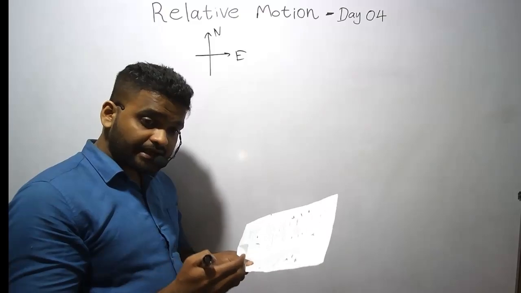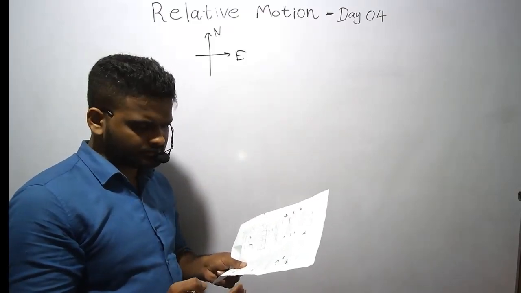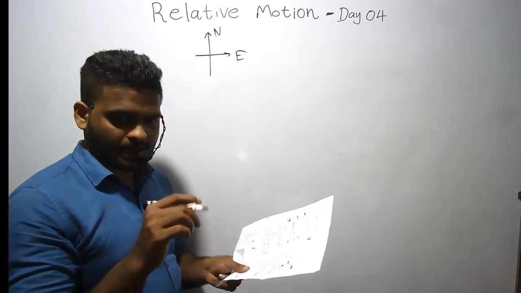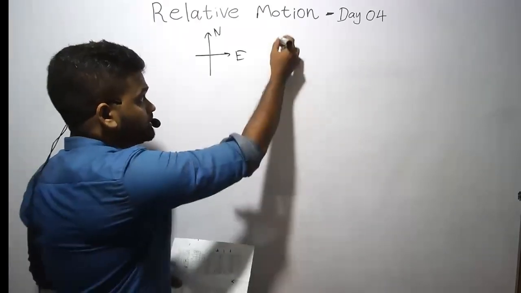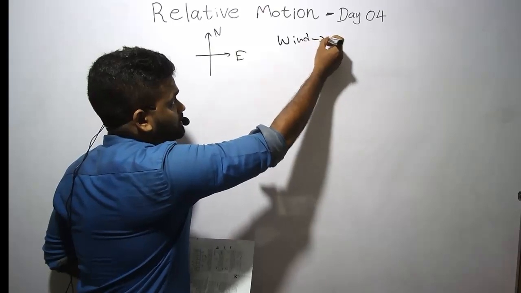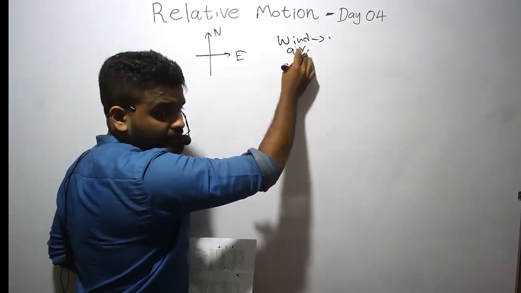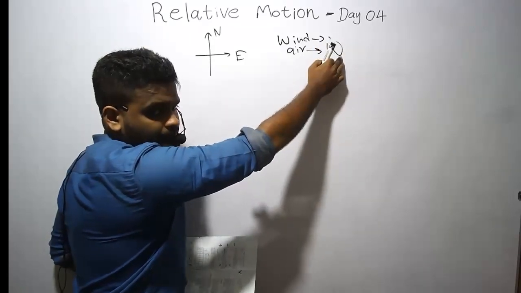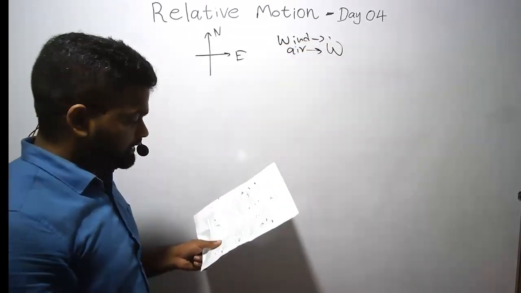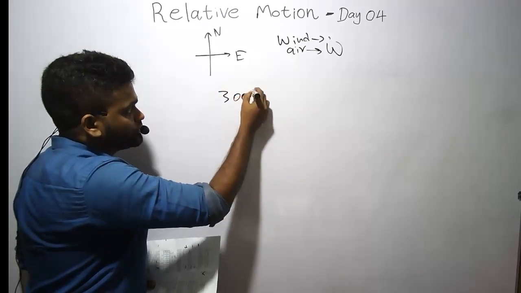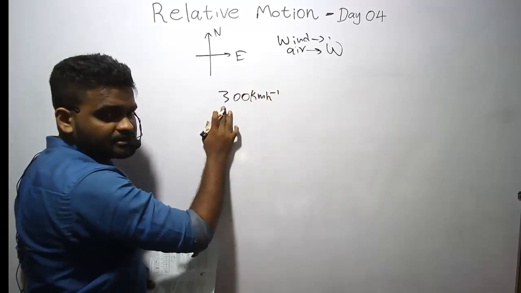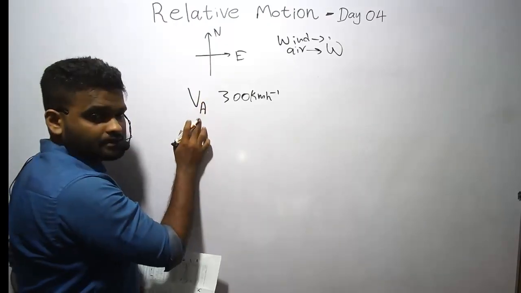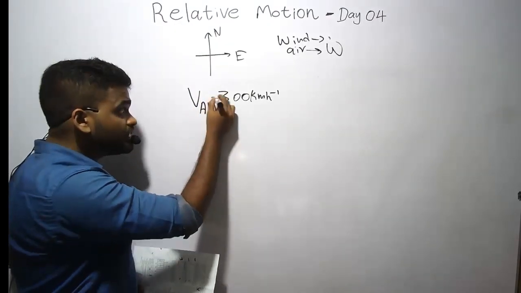So this velocity is relative to air. This air, I'll say wind, capital W. Air and wind, same thing, right? So I'll use W there to express that. Those terms you have to understand. 300 kilometers per hour, velocity of airplane, capital A, relative to wind.